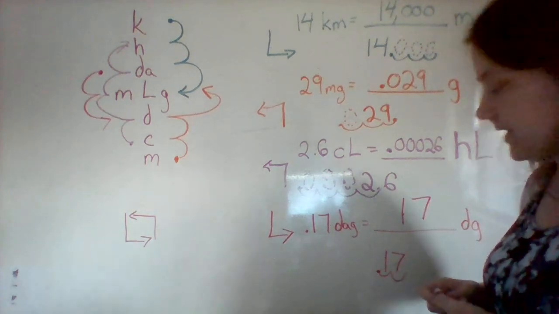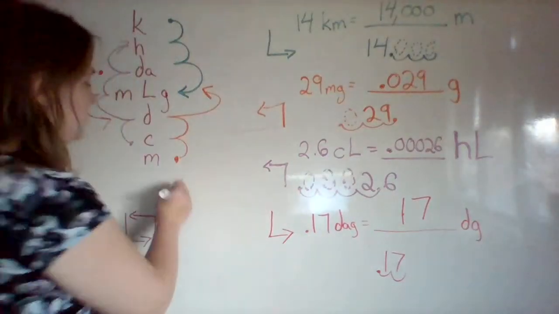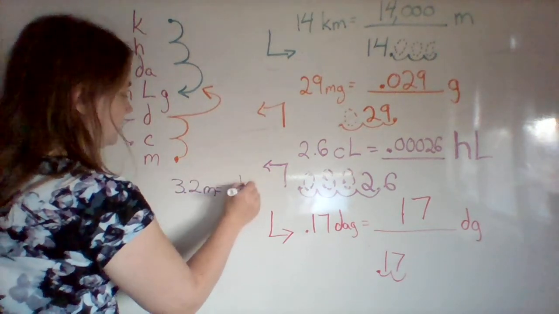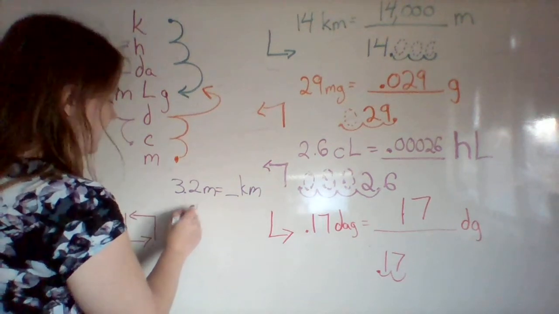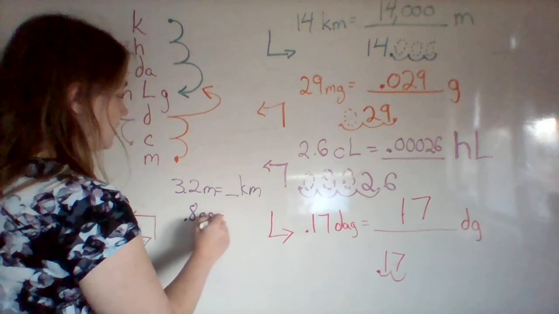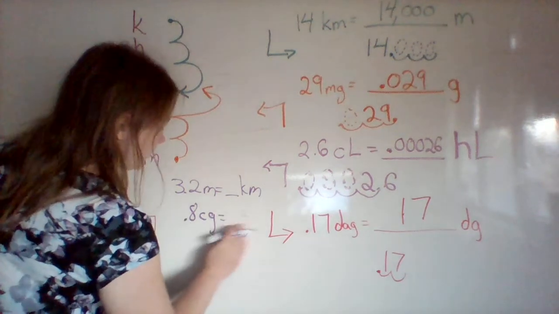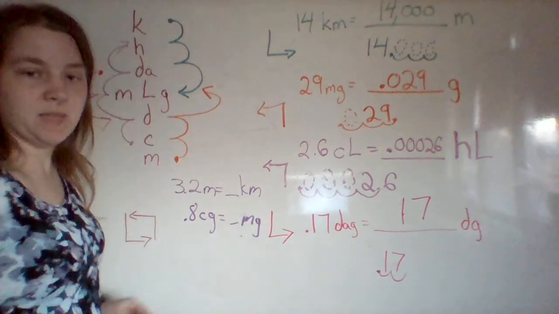17 decigrams. The problems that you're going to solve are going to be 3.2 meters into kilometers, and then 0.8 centigrams into, well, a blank would be helpful. How many milligrams?